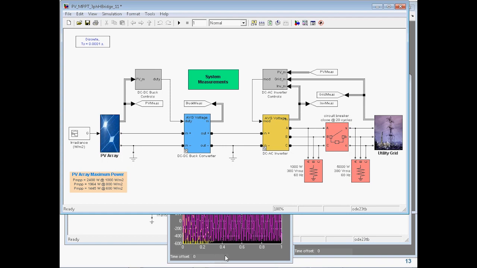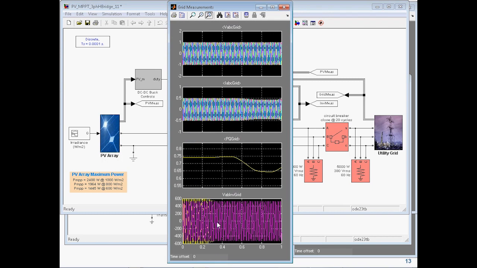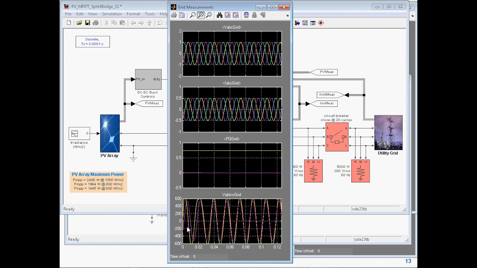Actually, the last plot I have here is my synchronization. I'm going to zoom in a little bit. So here the yellow line is coming from my inverter, and the magenta line is coming from the grid. Notice that at first the phase voltages of the inverter and the grid are unsynchronized, but the PLL does its job and very quickly starts putting it together.